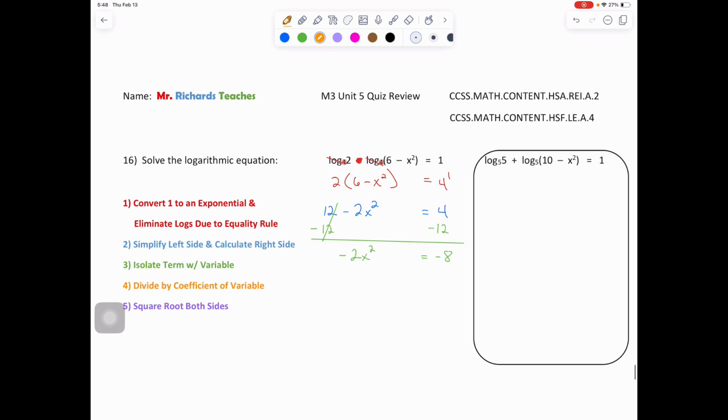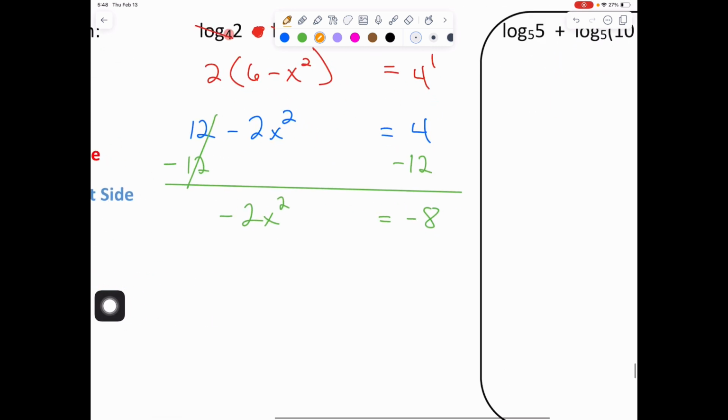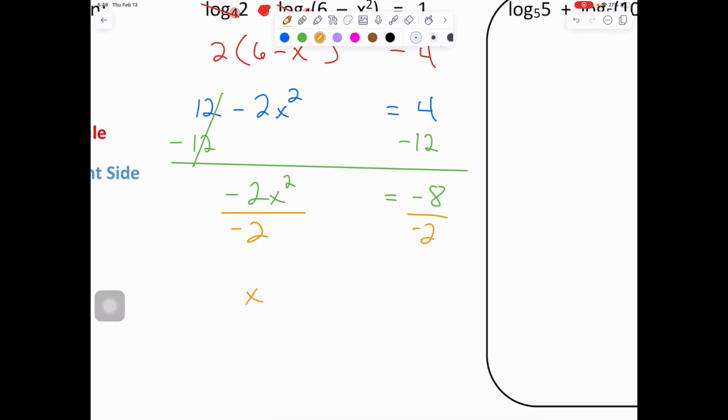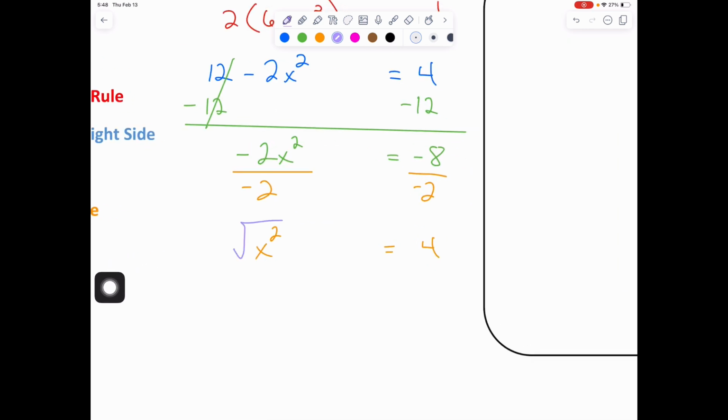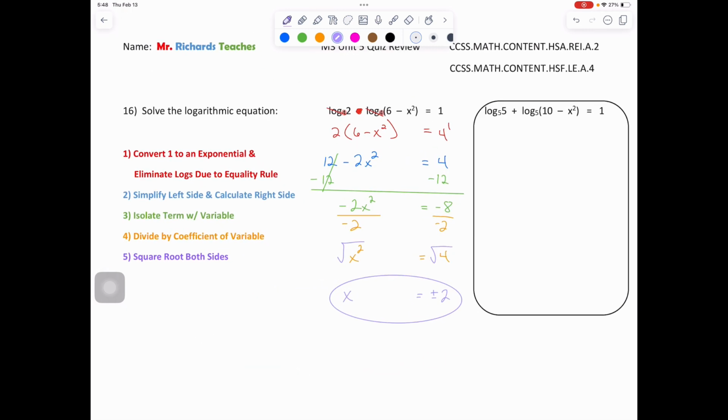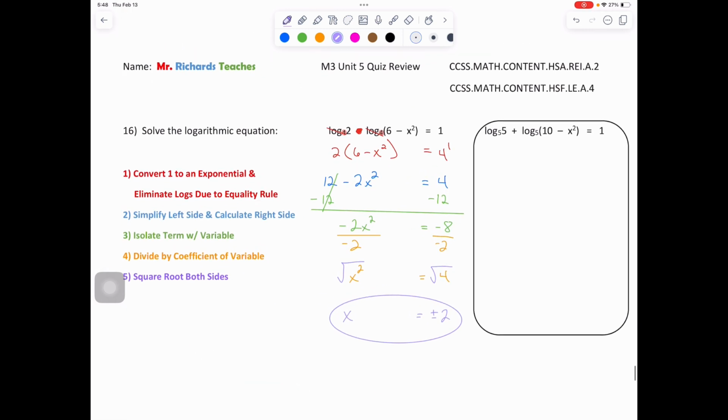Step 4 in orange tells us to divide by the coefficient of the variable. All right, so we'll divide each side by negative 2. That will give us x squared equals a positive 4. And for our 5th and final step, square root both sides to get x by itself. And when working with that root, x equals plus or minus 2. And that is a wrap. Unless you want to try that practice for 16, pause the video. Following next is your answer key.